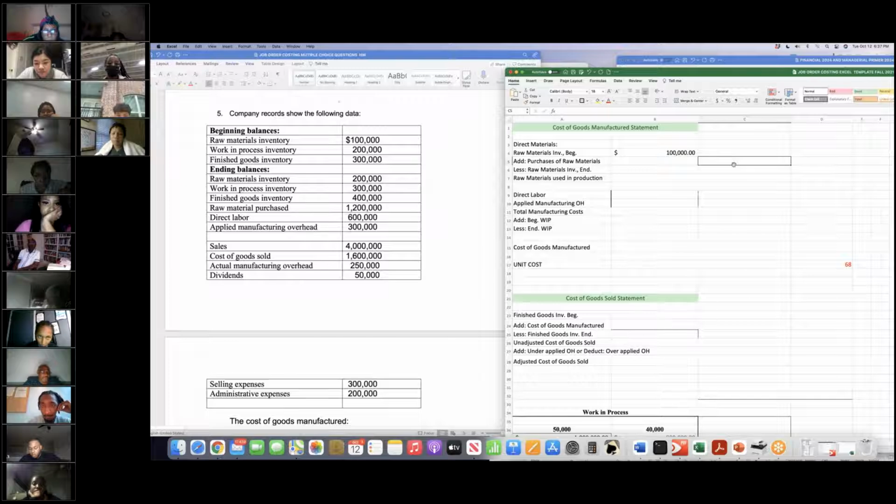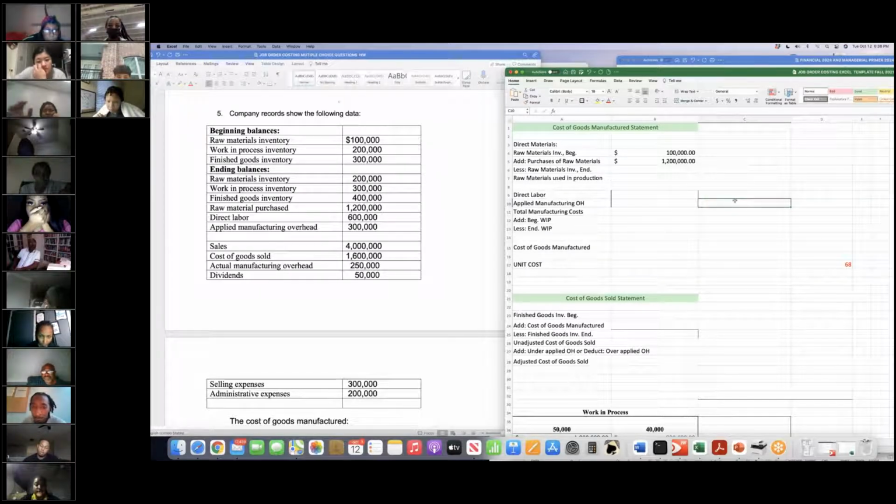It's going to be the purchases, which is the raw material purchased, 1,200,000. So the 1,200,000 is next. Does anybody have any question on those two numbers? All right, next person. What's the next number going to be on here?